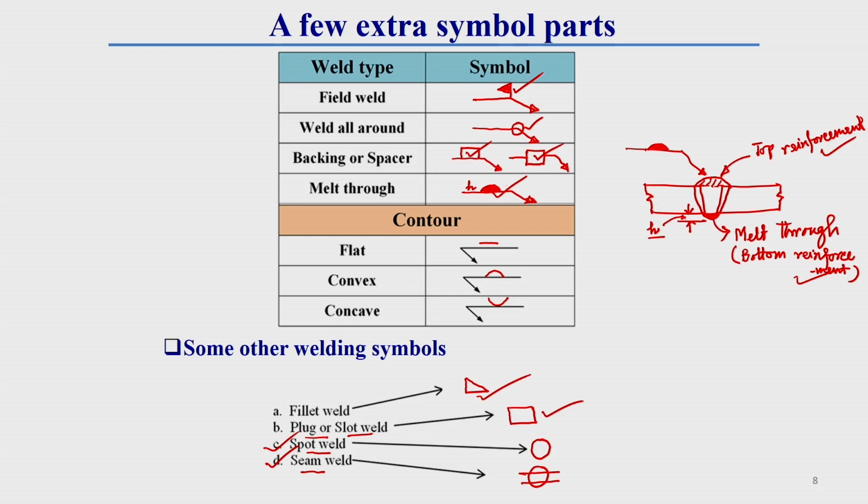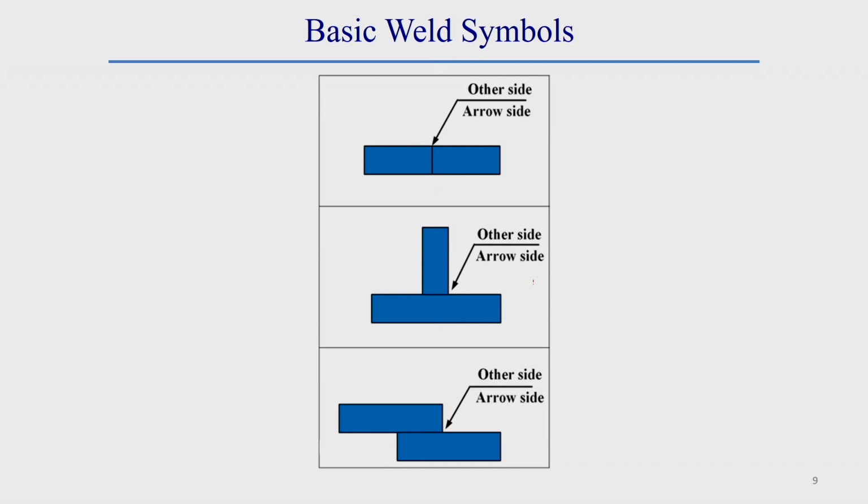Now, we will see different examples and other important parameters of the welding symbol. Here one thing we should know: in a welding symbol, the other side is the top side and what is the arrow side? So, for a butt joint, what is the other side? The other side is the bottom side of the weld plate, and the arrow side is the top side of the weld plate.